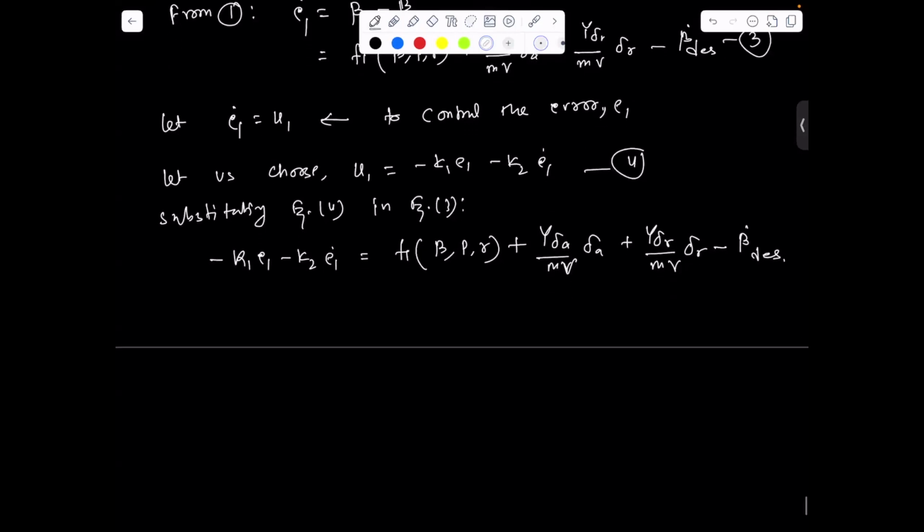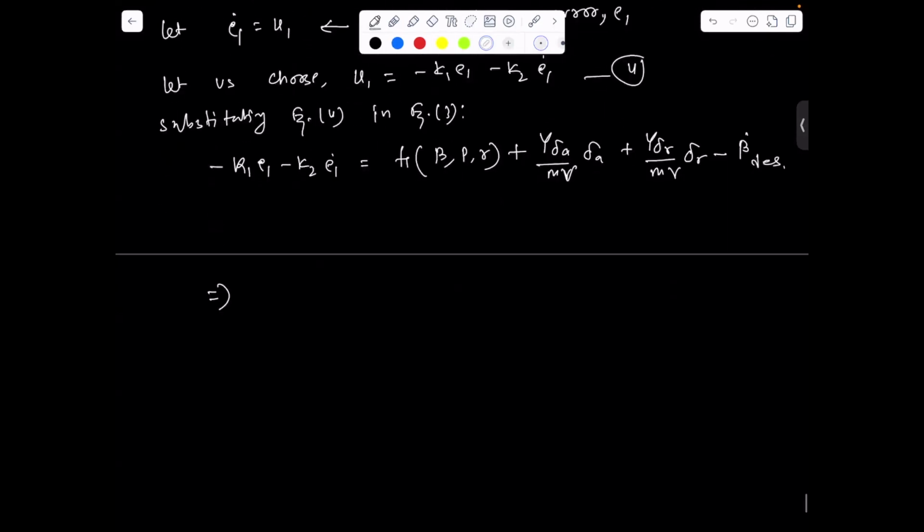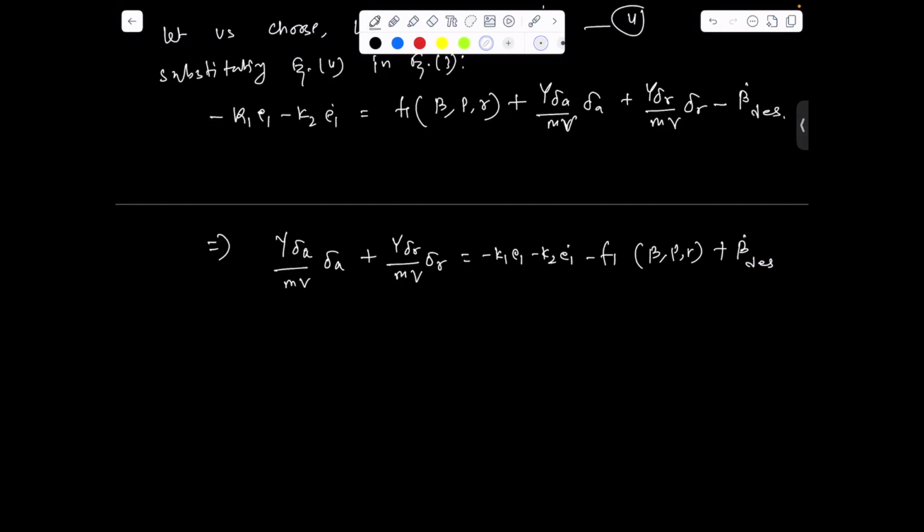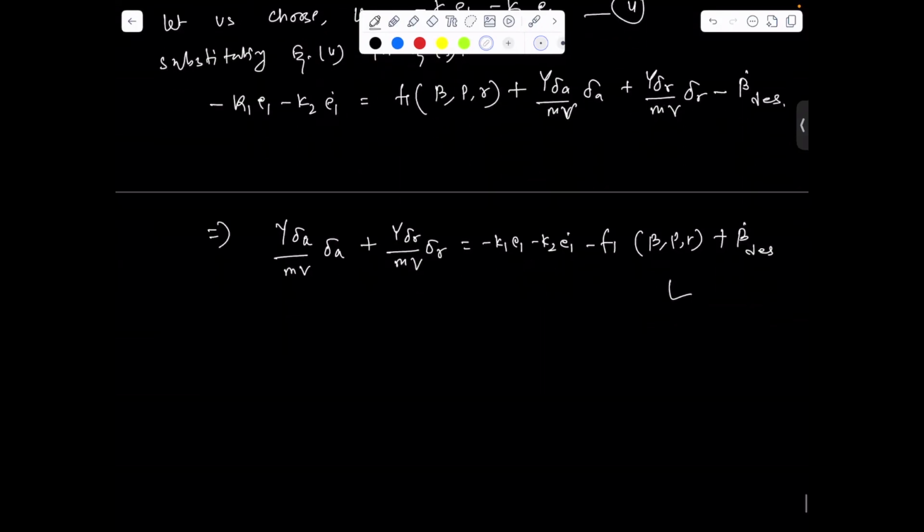Right. So from this expression, we can further write Y delta A divided by MV delta A plus Y delta R by MV delta R equal to minus K1 E1 minus K2 E1 dot minus F1 beta PR plus beta dot desired. So this is, let us define, equation number 5.